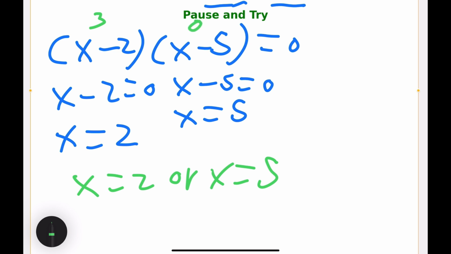So that solution would be correct, and also x equals 2 would be correct, because 2 minus 2 would be 0. Well, 2 minus 5, that would be negative 3. But again, they multiply together to make 0. So therefore, those two are correct solutions. So that is a good way to double check your answer.